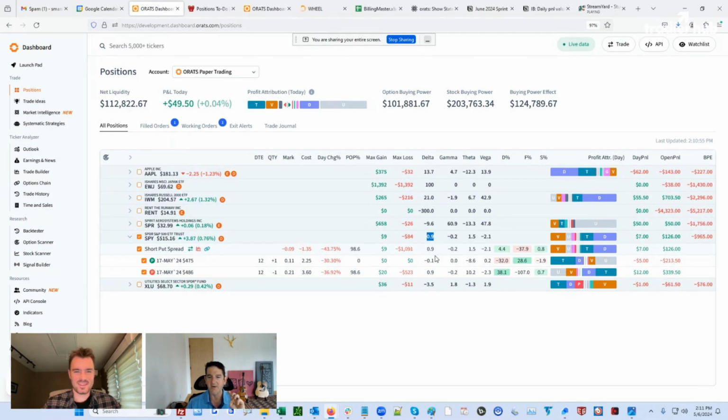And then, so, again, we're looking at a very extreme example here, but the gamma is really small. The gamma is how much the delta will change if the stock moves. And then the theta is how much you're making each day. So we have 12 days and we have 1.5 theta.